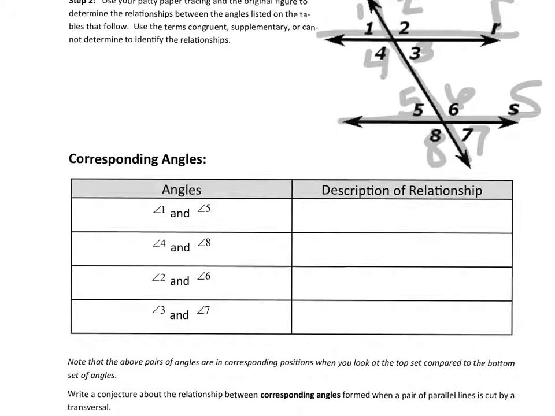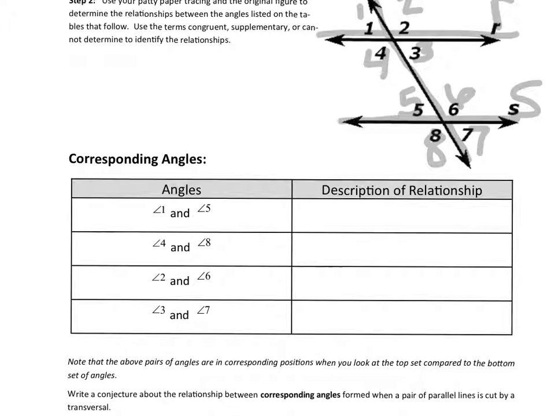you'll notice that in the directions it says to use words like congruent, supplementary, can't determine when you're describing the relationship. So the first thing we're going to do is talk about corresponding angles. If you want to try this on your own, pause it right now, this would be an excellent time. Okay, so either you have unpaused the video and you've done this all and you're going to see if you got it right, or you are waiting it out and you're going to do it with me.